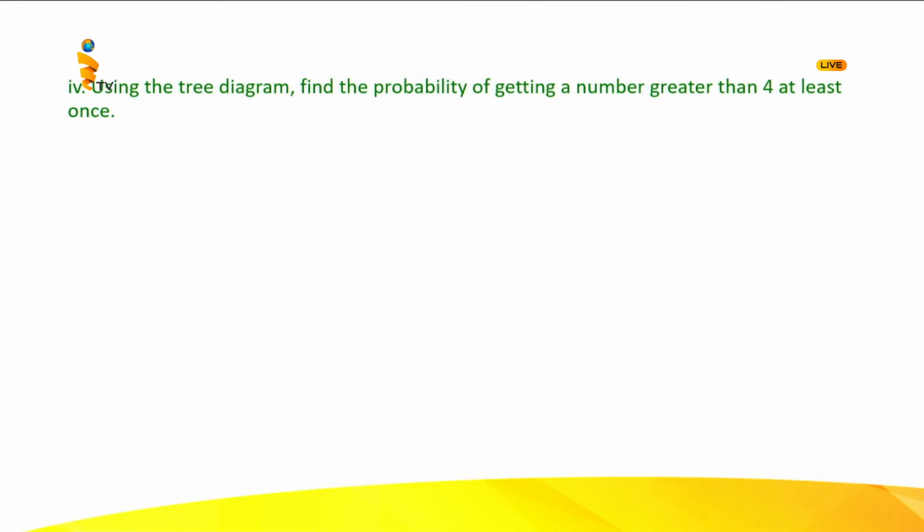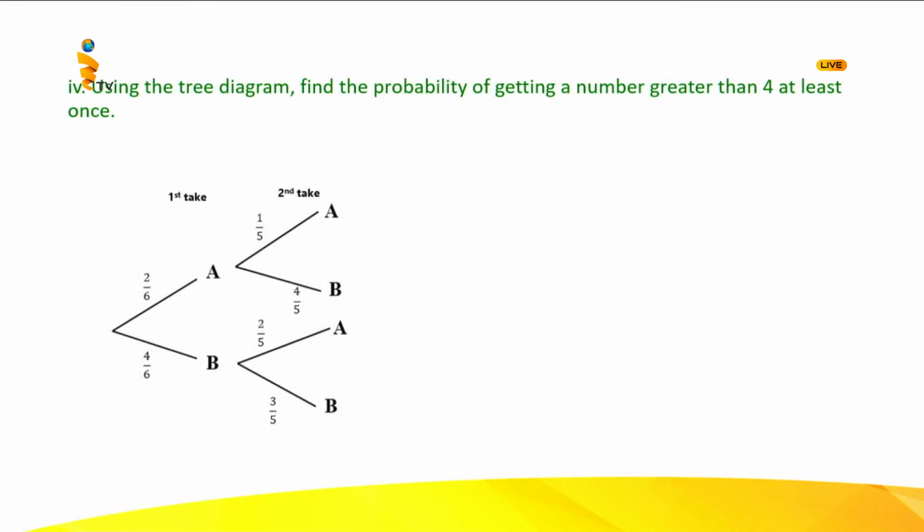The fourth part is, using the tree diagram, find the probability of getting a number greater than 4 at least once. Here they have used the wording at least once. That means you can take it on both occasions, because they say at least once. That means getting a number greater than 4. That means you can take P(AA), P(AB) and P(BA). So you have to add these probabilities.